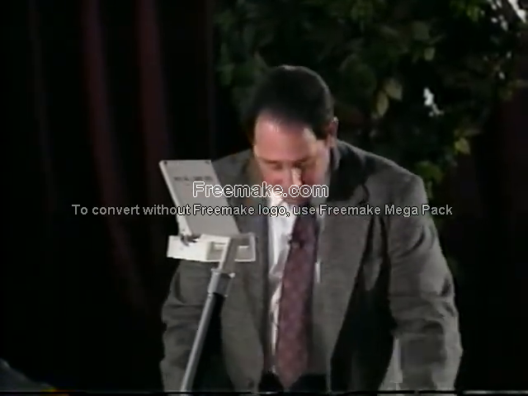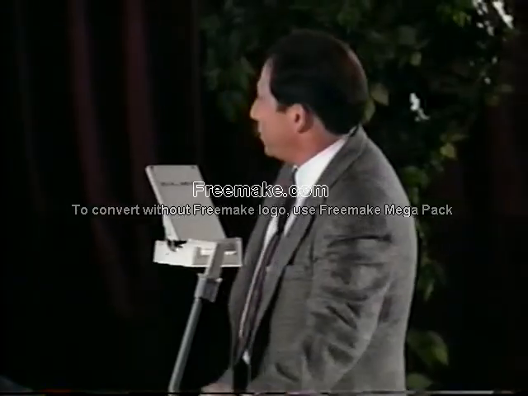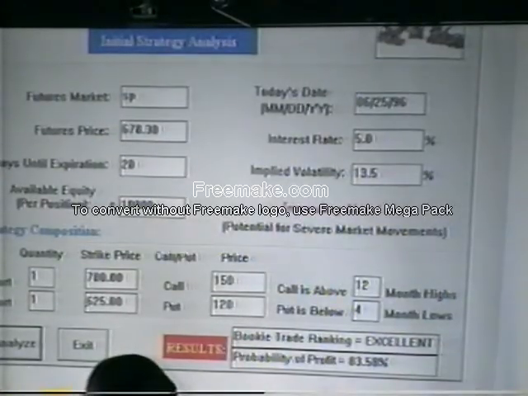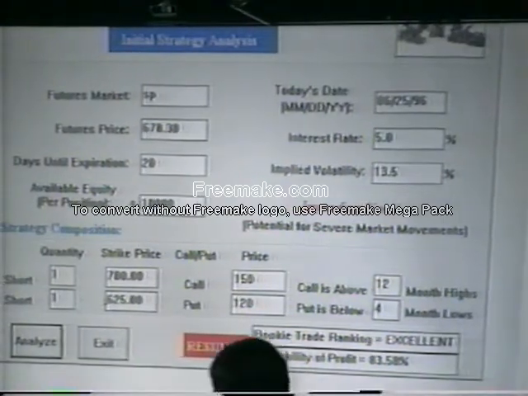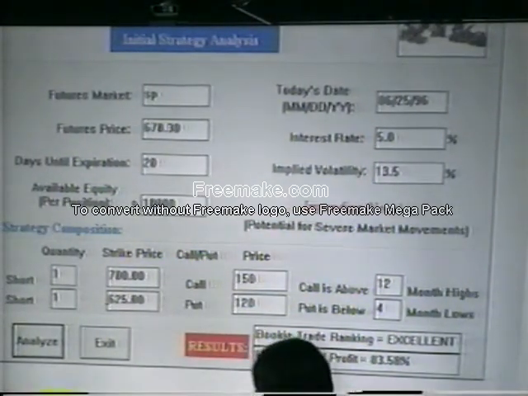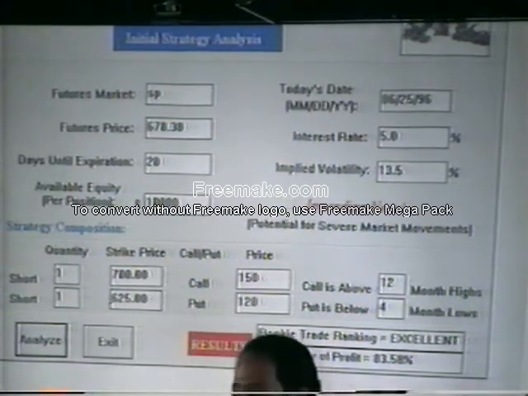What we then do is we start doing our analysis. We have our bookmaker software which analyzes the market, and here we plugged in an S&P neutral position of selling a 625 put and a 700 call. And we basically have two rankings we look at. One is the probability of profit, which in this case was 83.5.